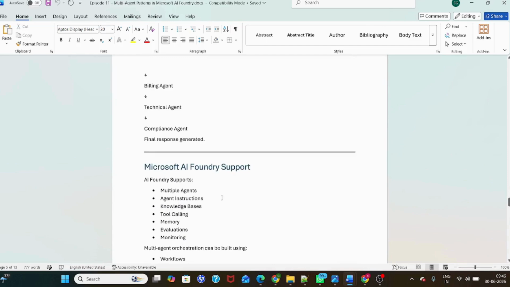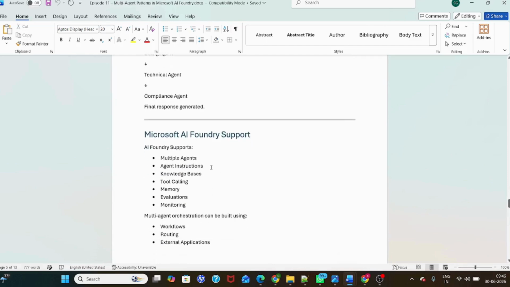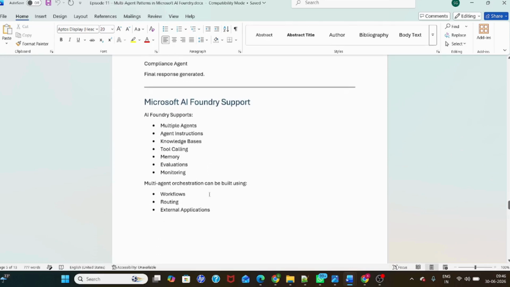So what does Cloud Foundry support? Multiple agents, agent instructions, knowledge base, tool calling. Tool calling and memory we already discussed, but we will discuss again. The evaluation part and monitoring part we already discussed, and knowledge bases we have already discussed using the RAG-based chat in the previous days. Multi-agent means routing, workflows, external application. Workflow we will take on a different day.